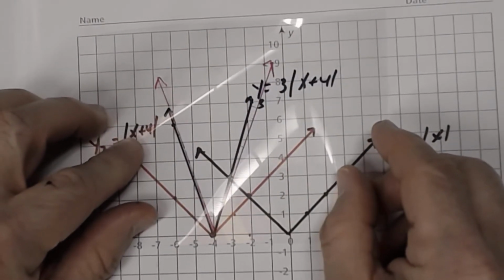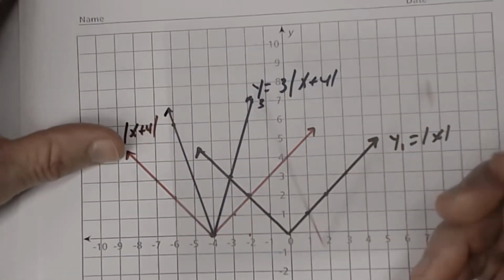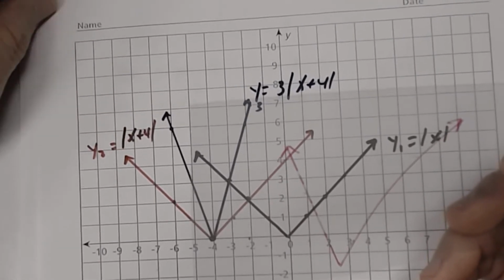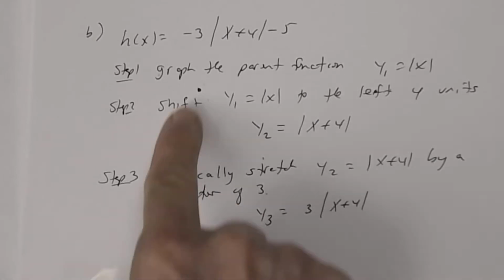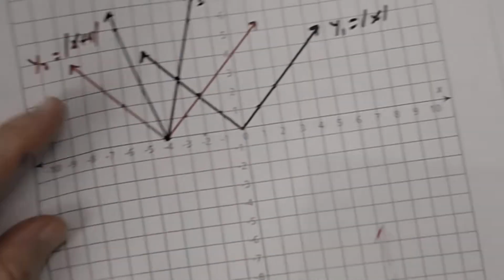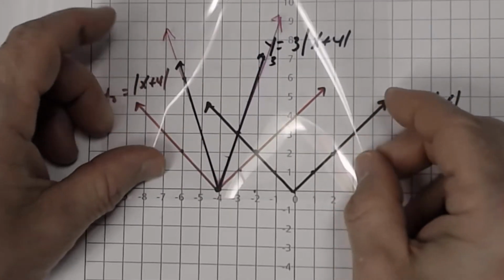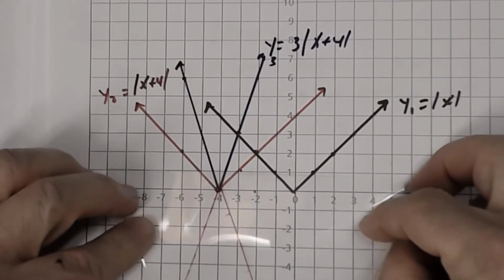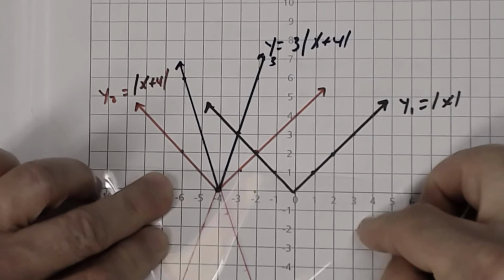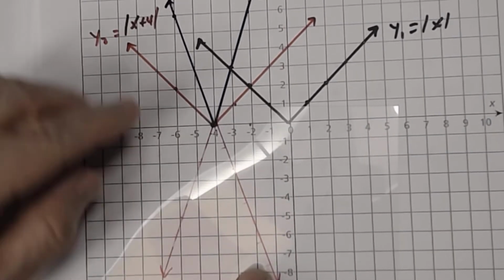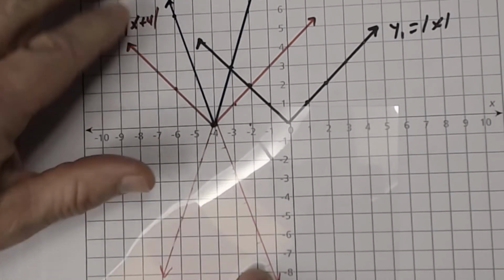So what I'm going to do now is reflect it. When I reflect it, I want you to notice that this is a reflection about the x-axis. So basically I'm going to take this graph and reflect it about the x-axis, and I'll get something that looks like this, down here. That's what happens when you reflect it across the x-axis.